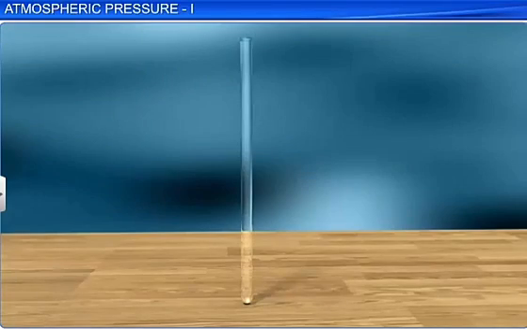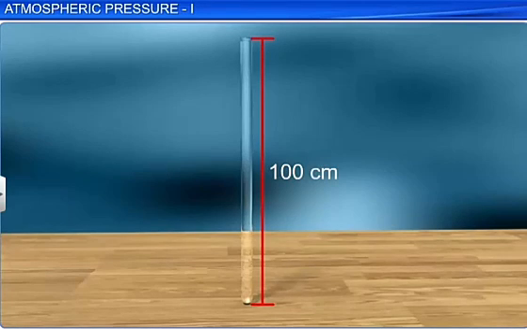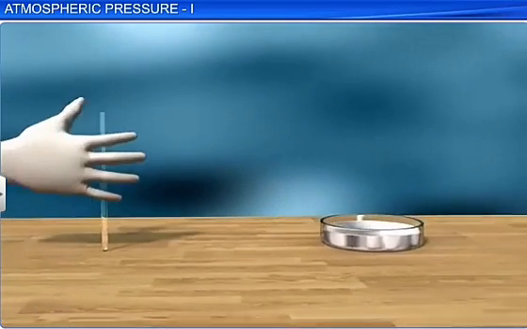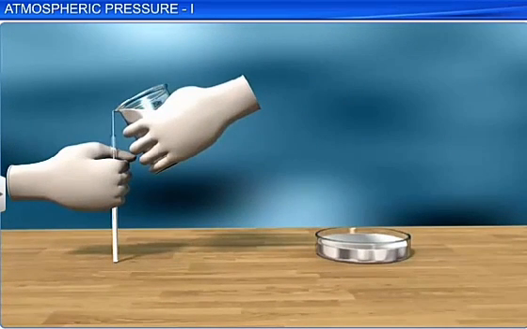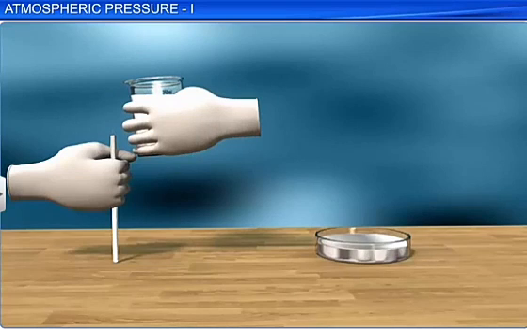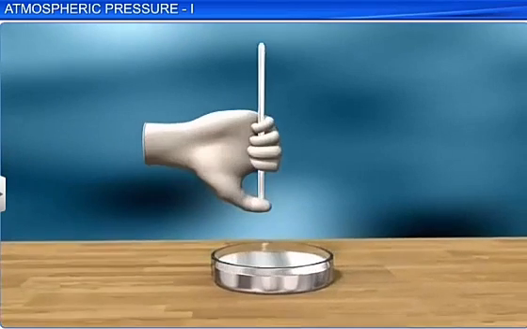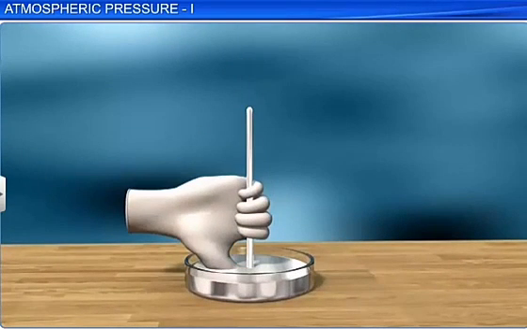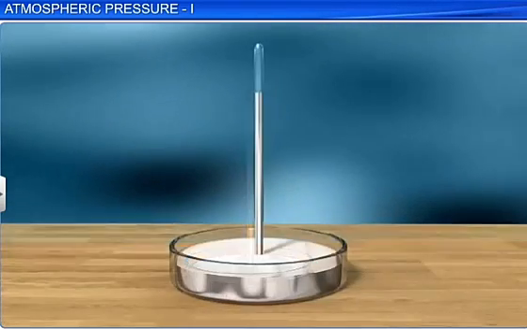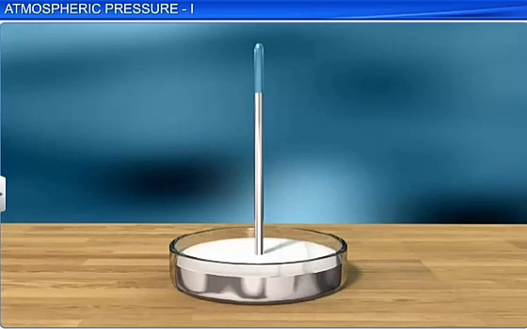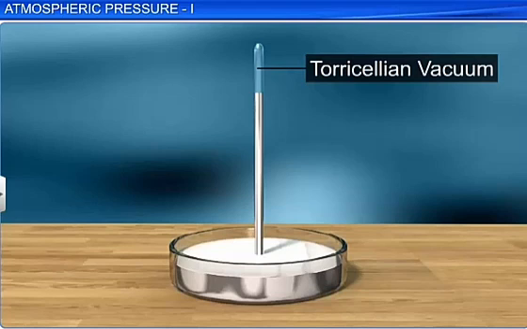A simple barometer consists of a glass tube of length 100 cm with one end closed and a trough with mercury. The tube is completely filled with pure and dry mercury. Its open end is closed with a thumb and inverted vertically in the trough filled with mercury. It is observed that some of the mercury from the glass tube flows down into the trough, and a fixed length of mercury column remains in the tube. The empty space above the mercury column is called Torricellian vacuum.